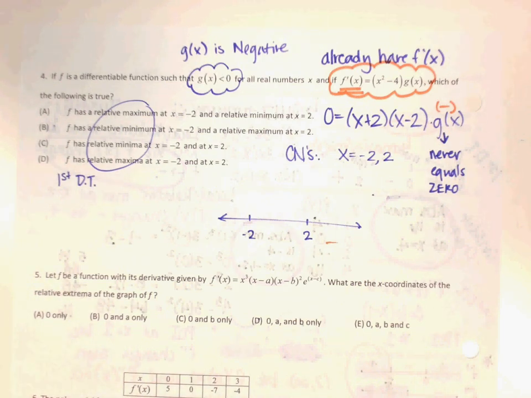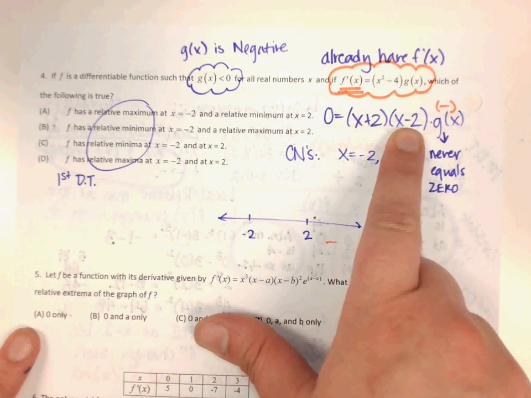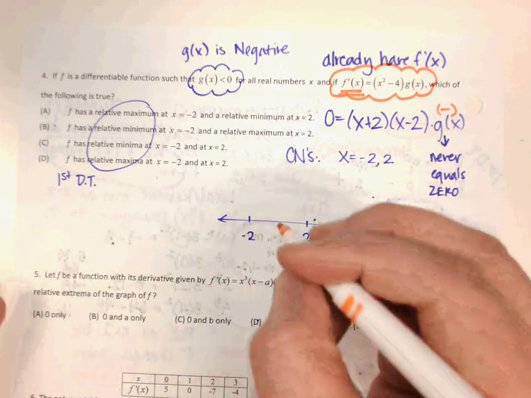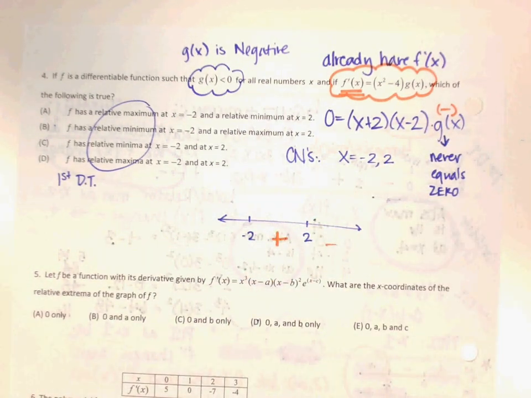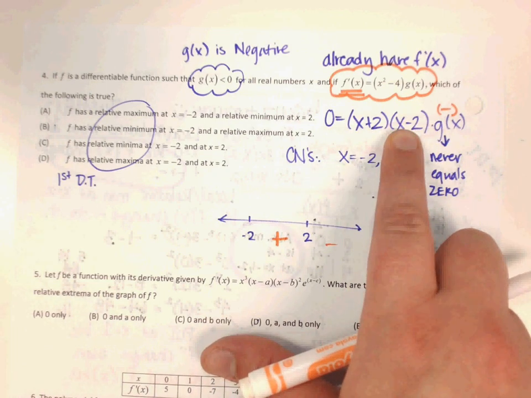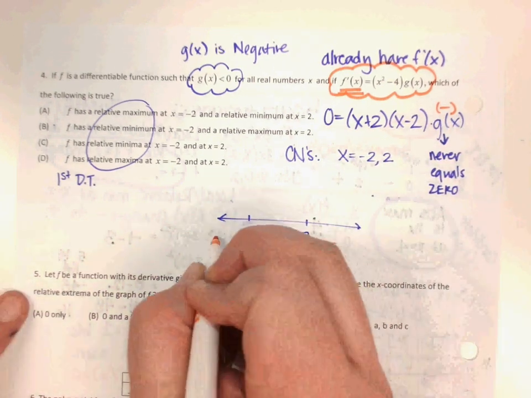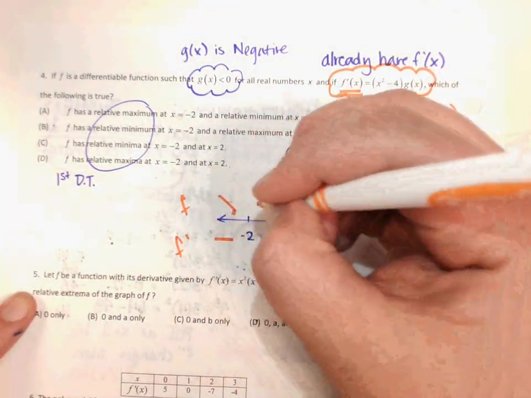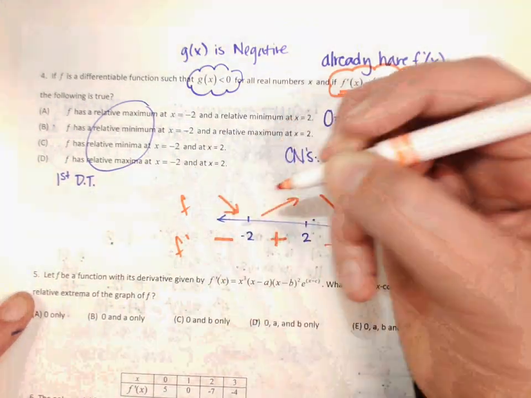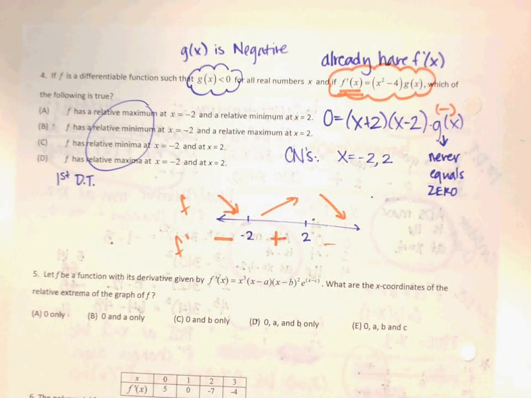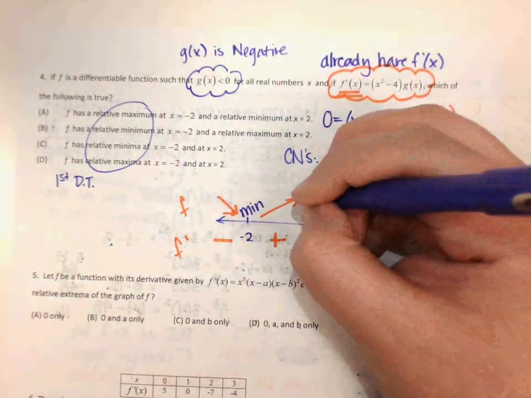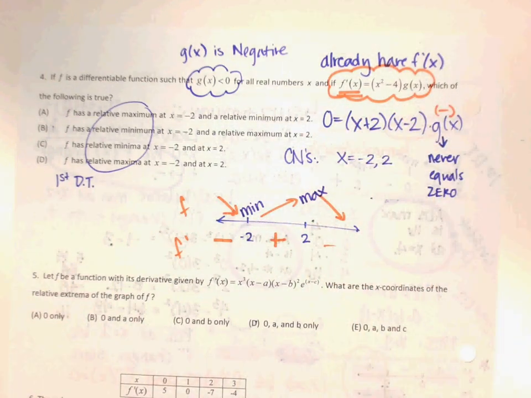Okay, now let's pick 0 in between. 0 plus 2, what's the sign? 0 minus 2 is? But g is also negative, so plus minus minus is plus overall. Then negative 3 plus 2 is negative. Negative 3 minus 2 is negative. G is a third negative, so negative overall. So if that's f prime, that tells me that f is going down, up, down. So what type of extrema is negative 2? A min, max, or neither? Min. What's 2? Max. So which answer is correct? Answer choice B is correct.